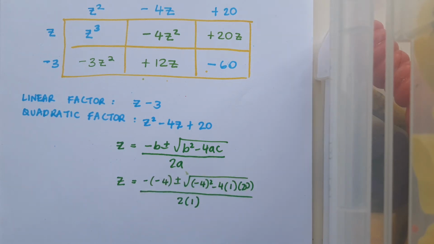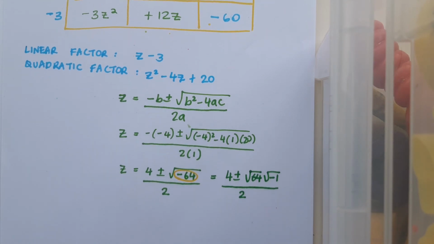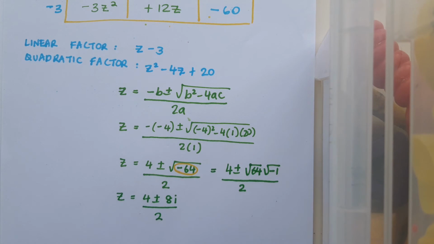And then after a bit of tidying up, we're going to have 4 plus or minus the root of minus 64 over 2. Now, of course, the minute I see that root of minus 64, it lets me know that I'm going to be dealing with a complex number. So I'm going to split up that minus 64 into its factors of 64 and minus 1, which will then allow me to evaluate my complex roots. My last step along this way is going to be simply to divide by 2.